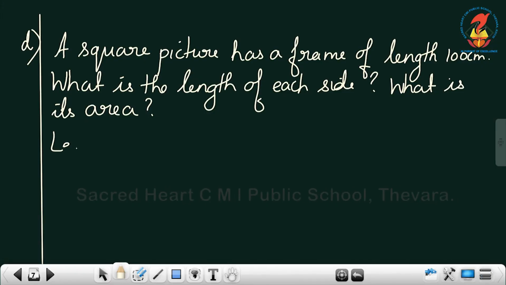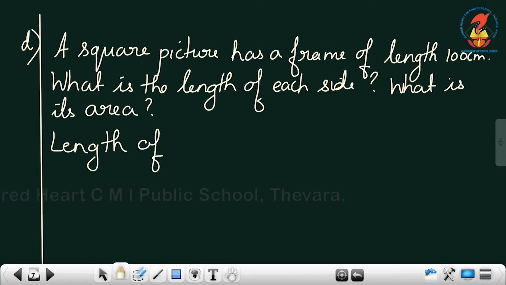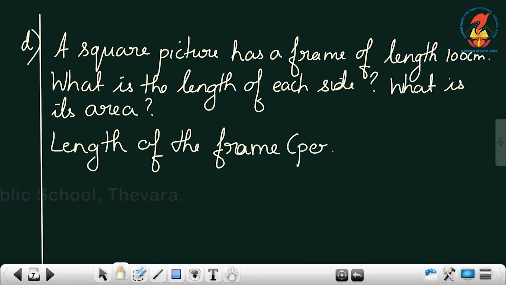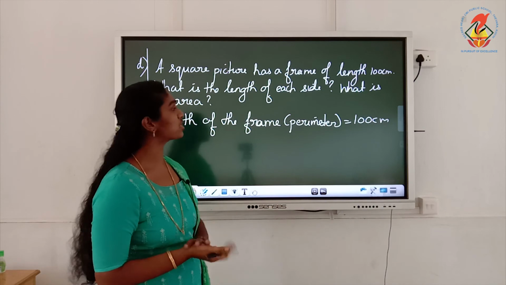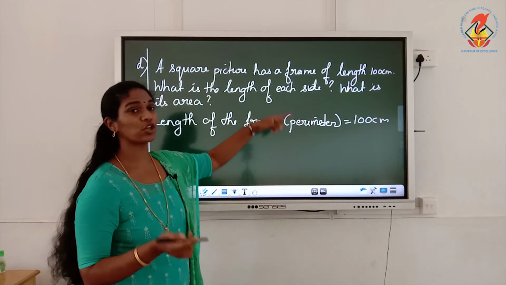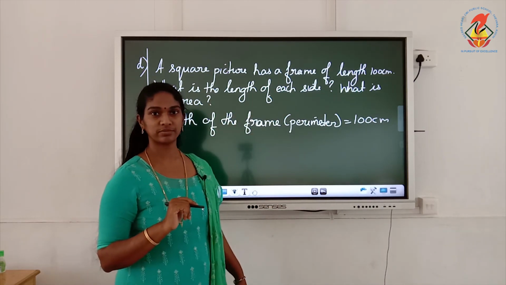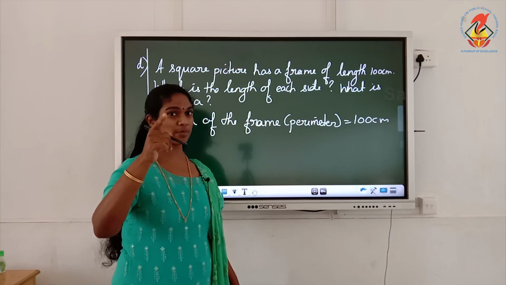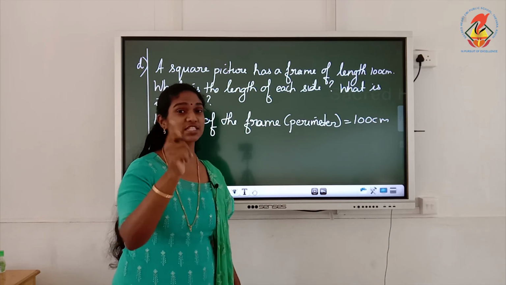Okay. So, you will write length of the frame. And it's a square picture. Length of the frame. In bracket, I will write perimeter, just for you all to understand. That is equal to 100 centimeters. So, the perimeter is given to you. Okay, children. What is the length of each side? Remember, we did this type of questions. The perimeter is given and they are asking you the side.